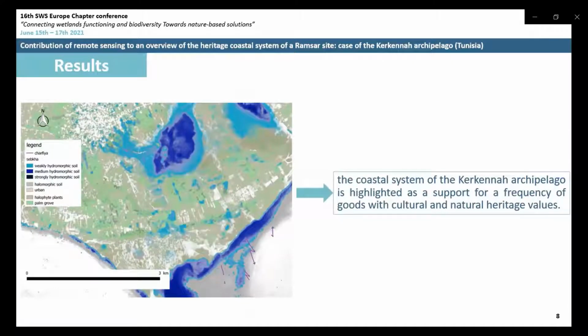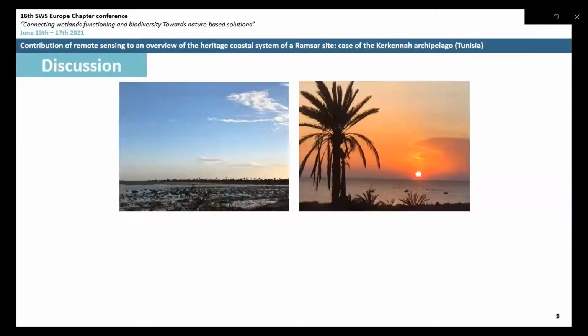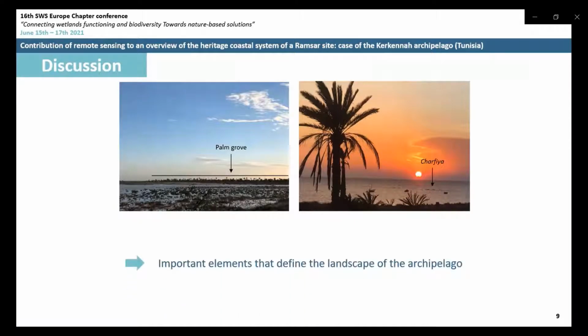The second map highlights the connection between the Sibkha, Palm Grove, and Sharfia as a coastal system representing a frequency of goods with cultural and natural heritage values. As we see in these two pictures taken on the coast of Kerkena Islands, the Palm Grove is directly connected to the Sibkha, as well as the Sharfia seen from the continent. So these three goods represent the important elements that define the landscape of the archipelago and provide substantial socio-economic benefits to the local population.